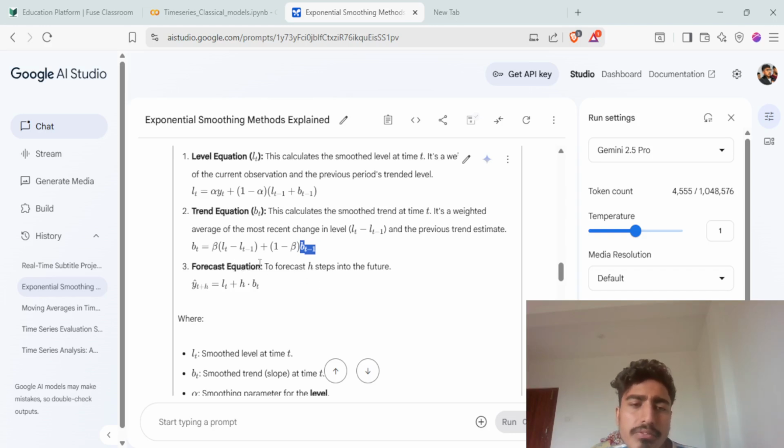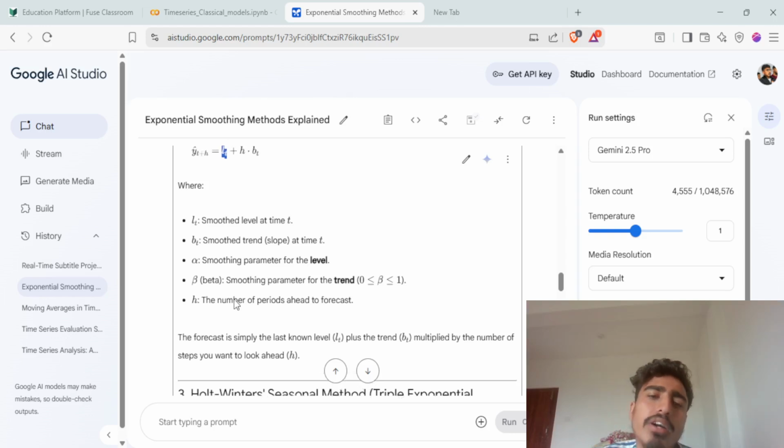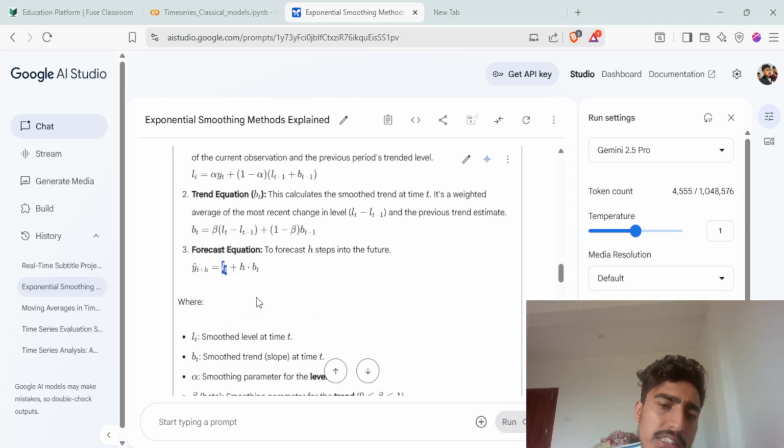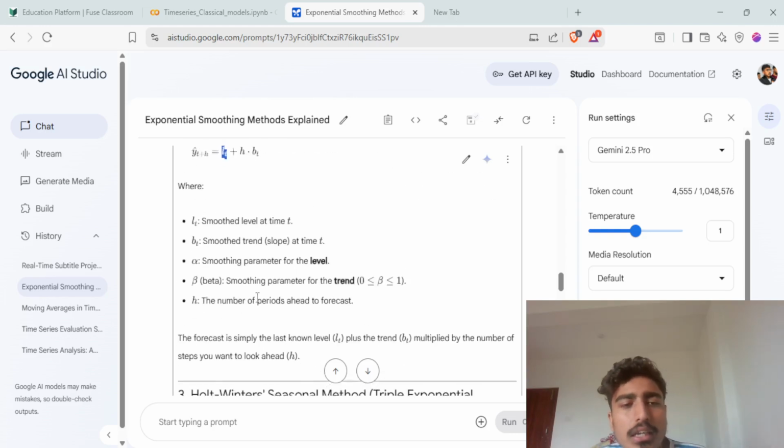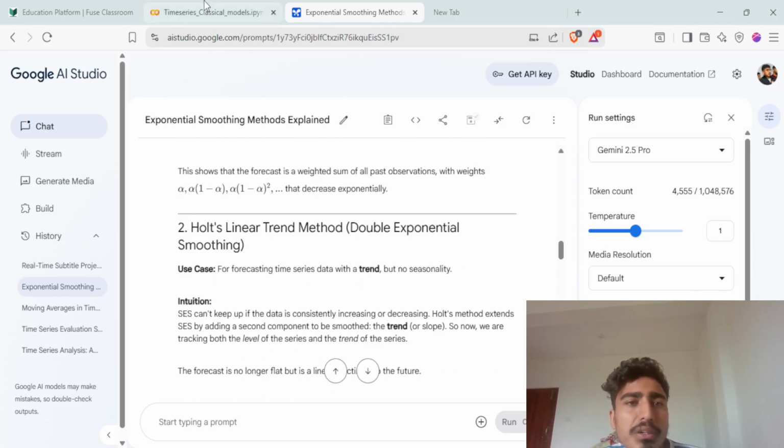And at the final stage, the forecast equation is the combination of both the level equation and the trend equation. That summation is adding the level equation and the trend equation times h. Here h represents the number of periods ahead to forecast. How many periods are we going to forecast the time series? That's what h is representing. Let's get into the code for the Holt linear trend method.